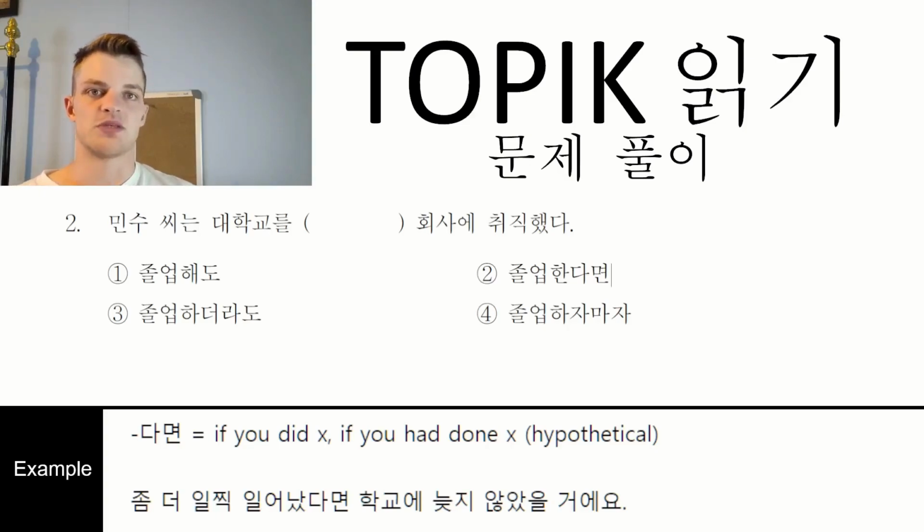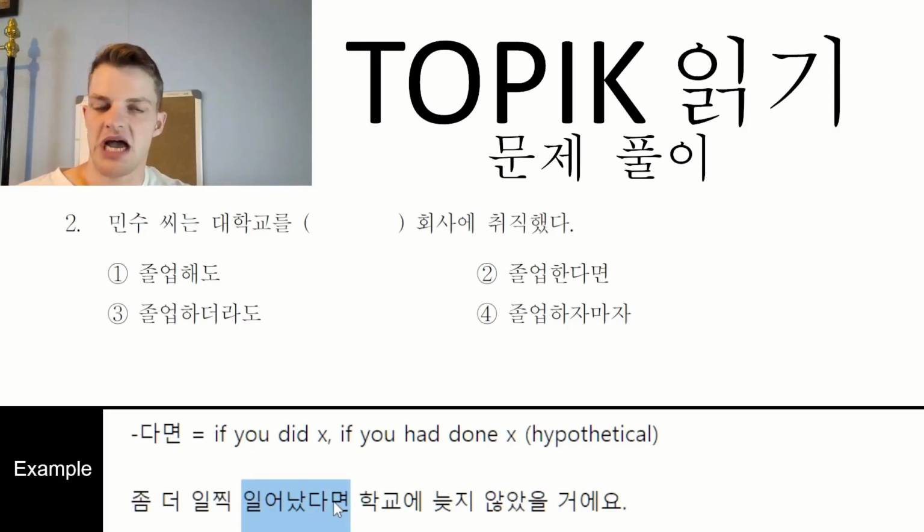So a good example for this would be 좀 더 일찍 일어났다면 학교에 늦지 않았을 거예요. Now, it's a slightly more complicated sentence at the end, but the thing to notice is that I said, if you woke up a little bit earlier. So in this case, we're setting up a hypothetical past scenario where you woke up earlier. And then from there, we're talking about what could have happened in the future. So it's sort of like a second or third conditional in English. So if you had woken up earlier, you wouldn't have been late for school.